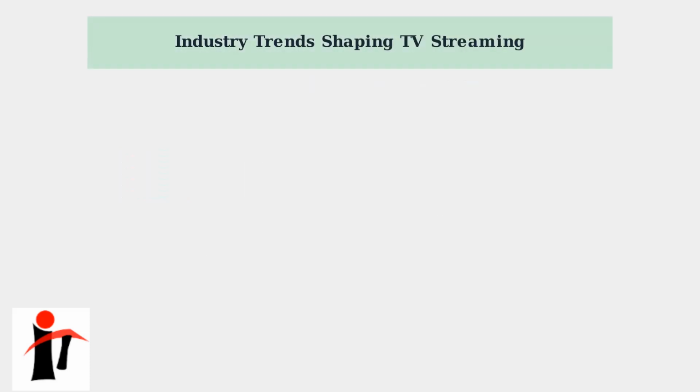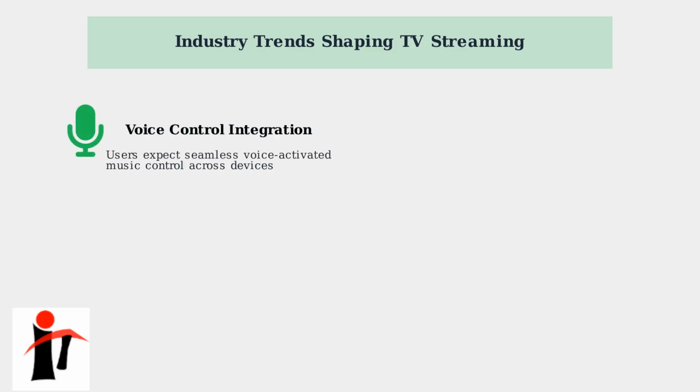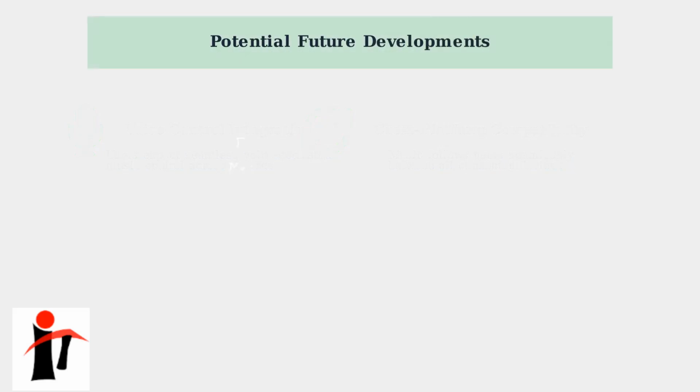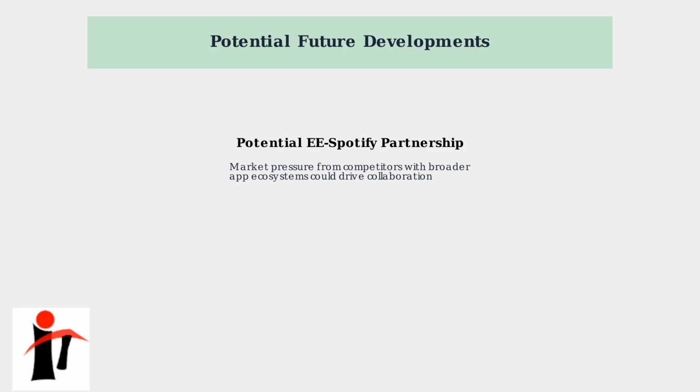The streaming landscape is rapidly evolving, and several industry trends are shaping the future of music integration with television platforms. Voice control integration is becoming increasingly important, with users expecting seamless voice-activated music control across all their devices. Cross-platform compatibility is another major trend, as consumers want their music to follow them seamlessly between phones, TVs, speakers, and other connected devices. Looking at potential future developments, market pressure could drive a partnership between EE and Spotify, especially as competitors offer more comprehensive app ecosystems.